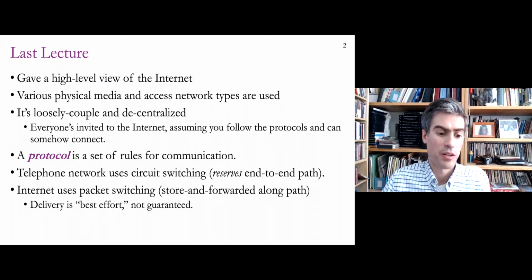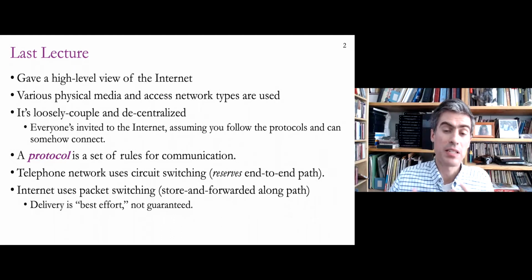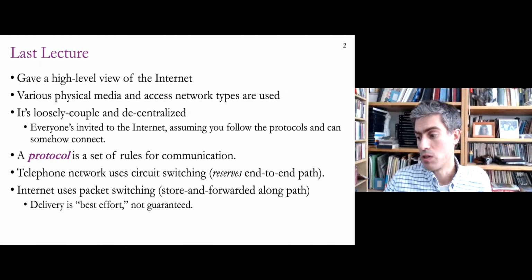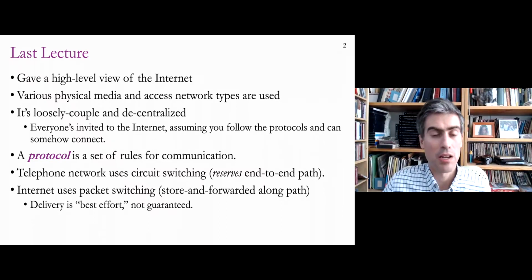We also mentioned that the internet delivers data in a best effort way where delivery is not guaranteed, so it's not reliable. And we'll start to see some of the ways that the applications on the internet deal with that. So in many ways, everything that we covered last time is going to be reviewed today.